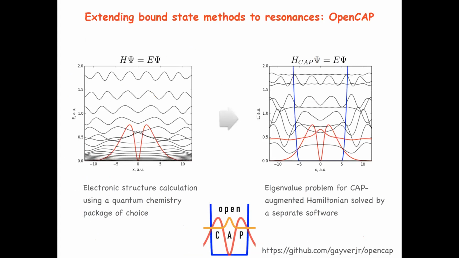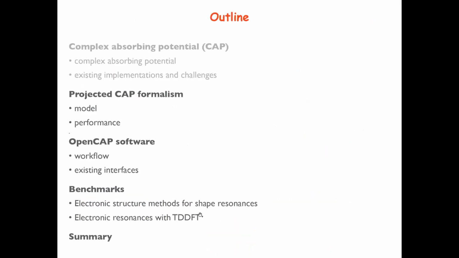So what we thought would be ideal, as we have the powerful machinery and powerful codes that allow one to describe, for example, excited states, or in general, any multi-state type of calculations for a bound electronic state, is to reuse this powerful machinery and provide some external tool which can adapt these models and calculations for the description of resonance electronic states. So this is what we have done in this OpenCAP software.